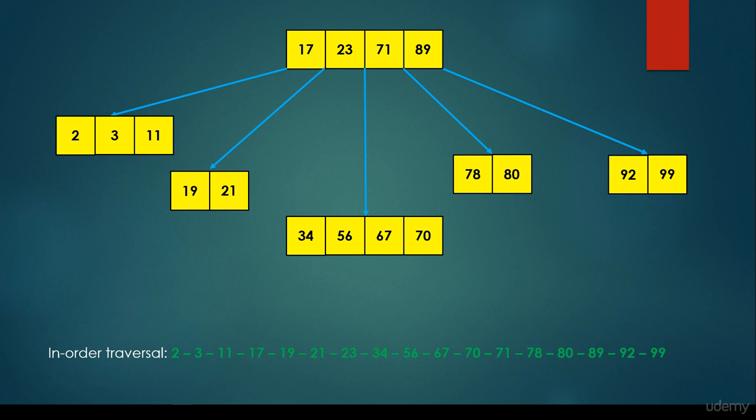We just have to take into consideration that there may be several branches from a single node, as we have seen for the root node in this case. We have 4 keys and we have 5 children, so 5 branches, and we have to consider all of them. So that's all about the in-order traversal for a B tree.